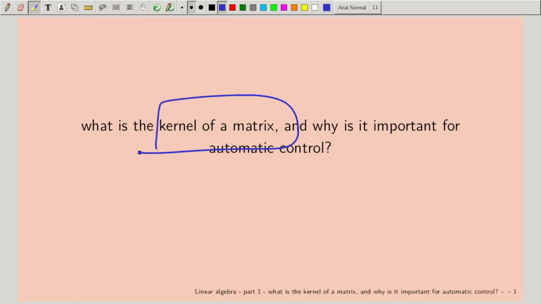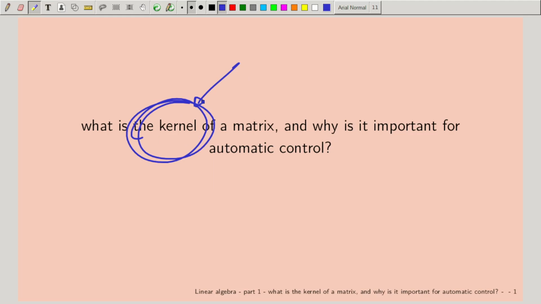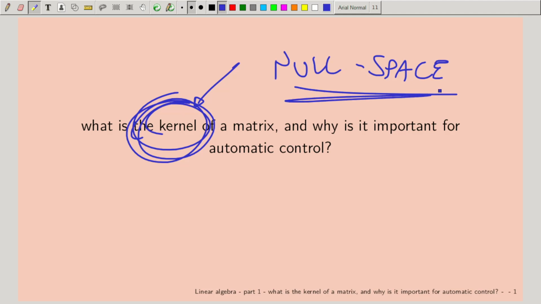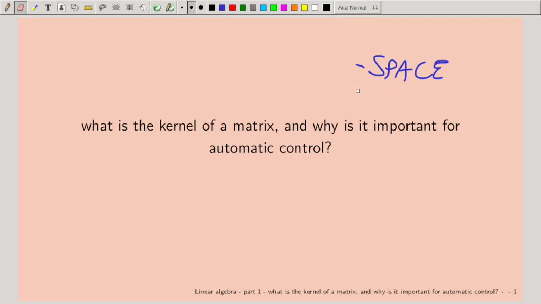What is the kernel of a matrix? Watch out. This name is also called null space. Sometimes people call it null space. Those are synonyms. Null space if you like this kind of name, or kernel if you like this one. I call it kernel.